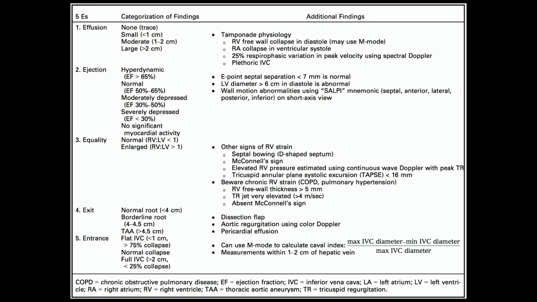I know this is highly controversial, but it's still a helpful data point. Is that thing flat? Is it a normal size and phasicity? Or is it full and plethoric and not really moving with respirations? You can do the caval index and calculate that, but it really gives you an idea of your preloading conditions. Maybe not your volume status, but at least your preloading conditions, to see if you have a high, normal, or low CVP state.